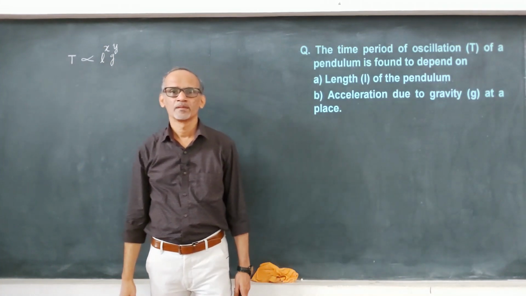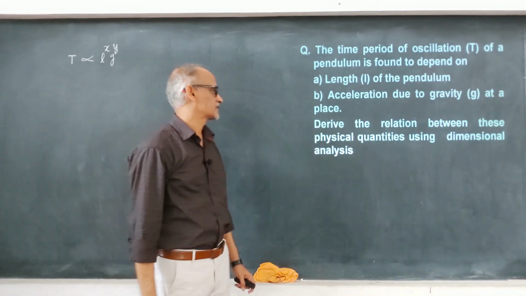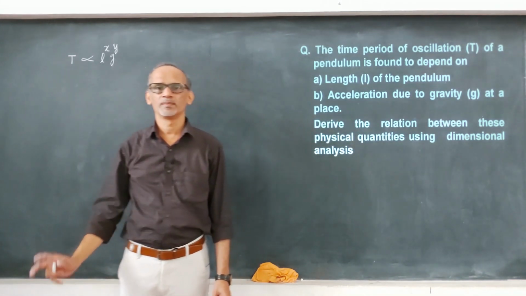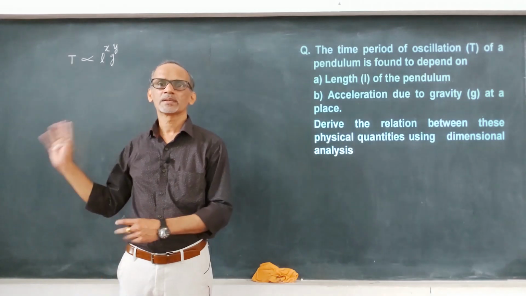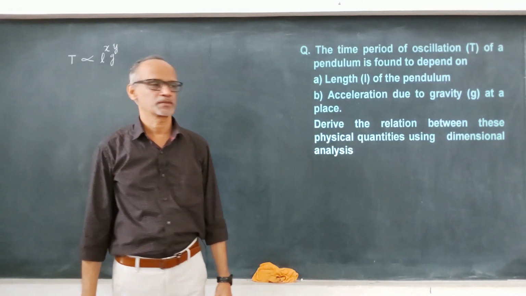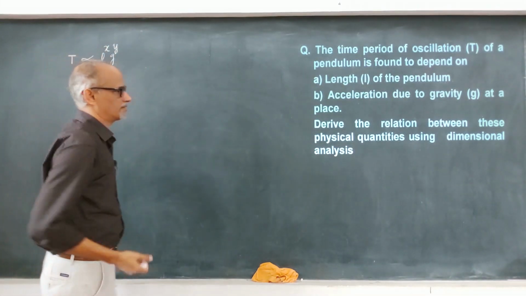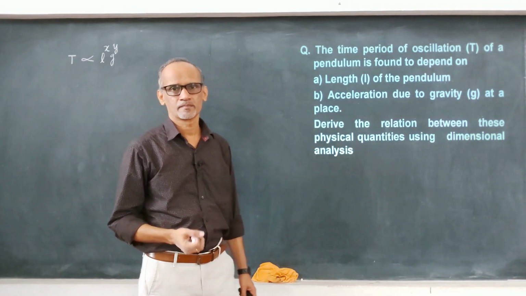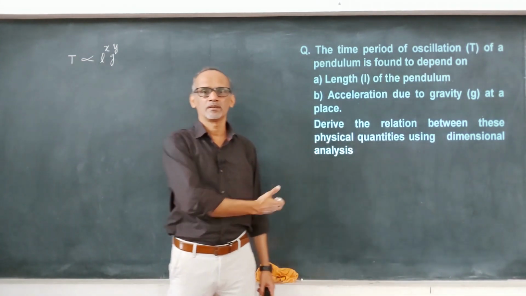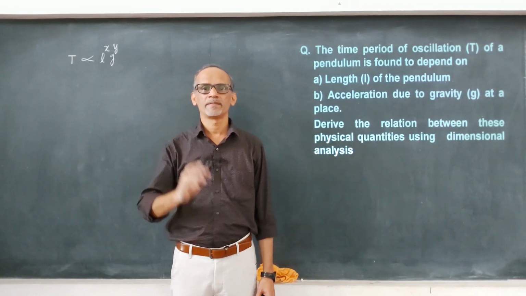Are you clear? So, now let us read the remaining question. Derive the relation between physical quantities using the dimensional formula or dimensional analysis. What is the relation between T, L and g? This is what we have to calculate. Okay. So, now listen carefully and then see. So, remember, for the coming exam, the question will be of this type, 5 marks question. So, whatever I am explaining right now is a 5 marks question.